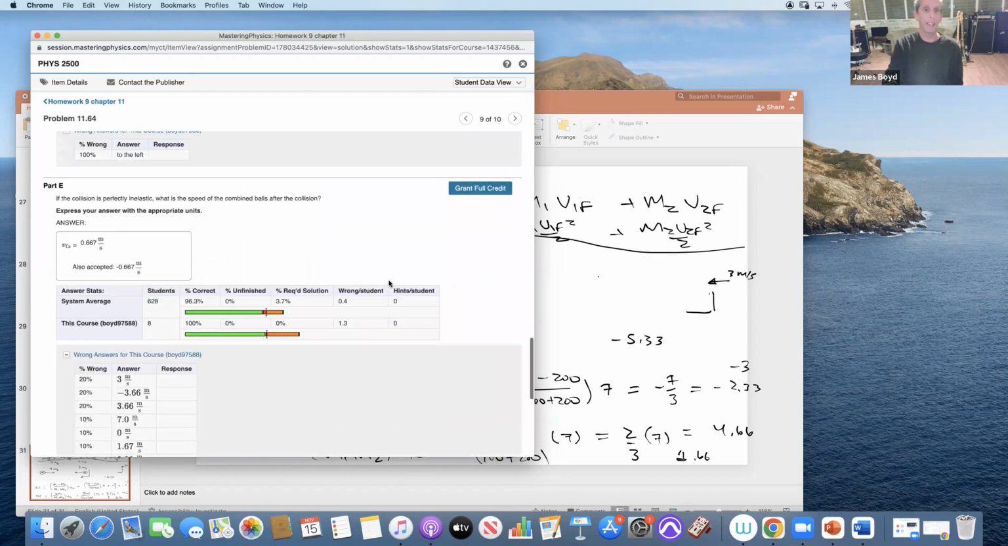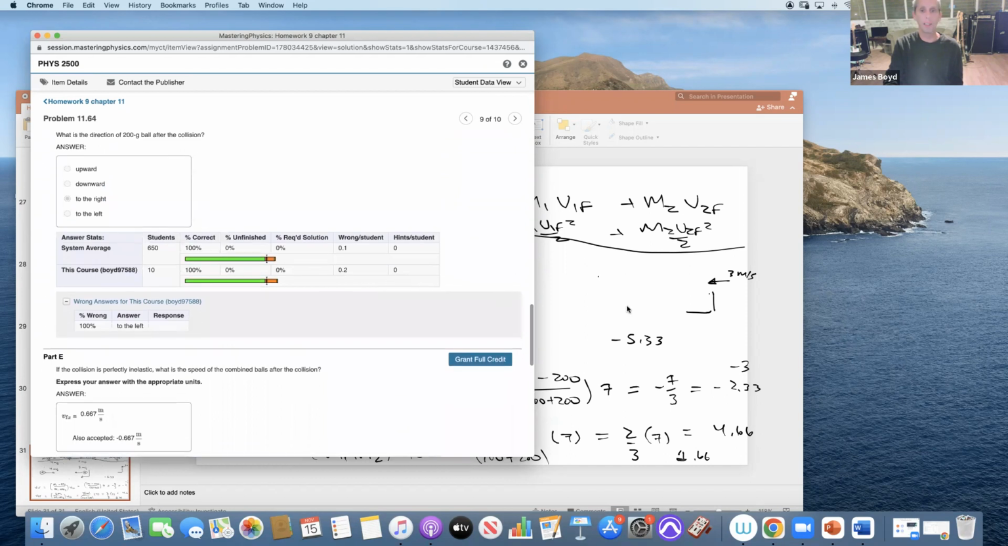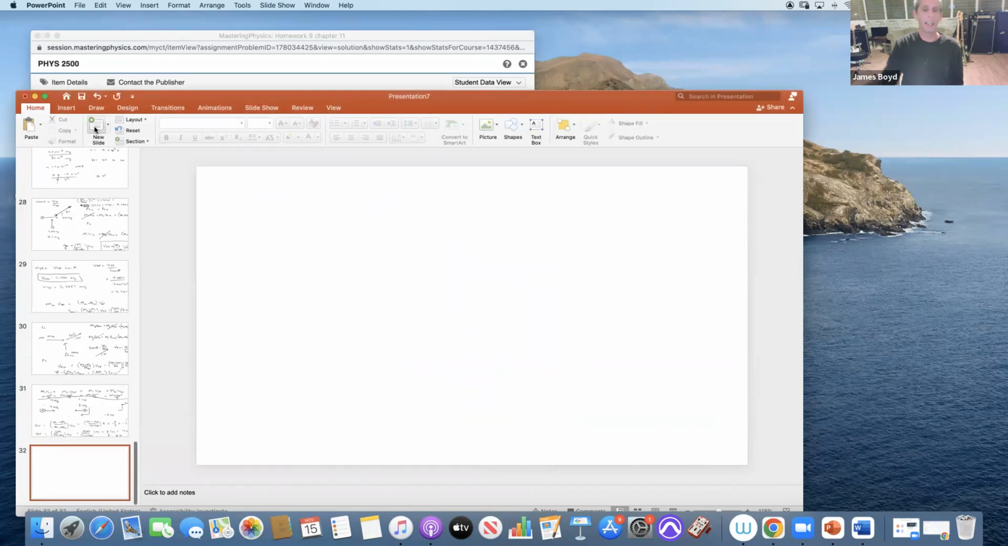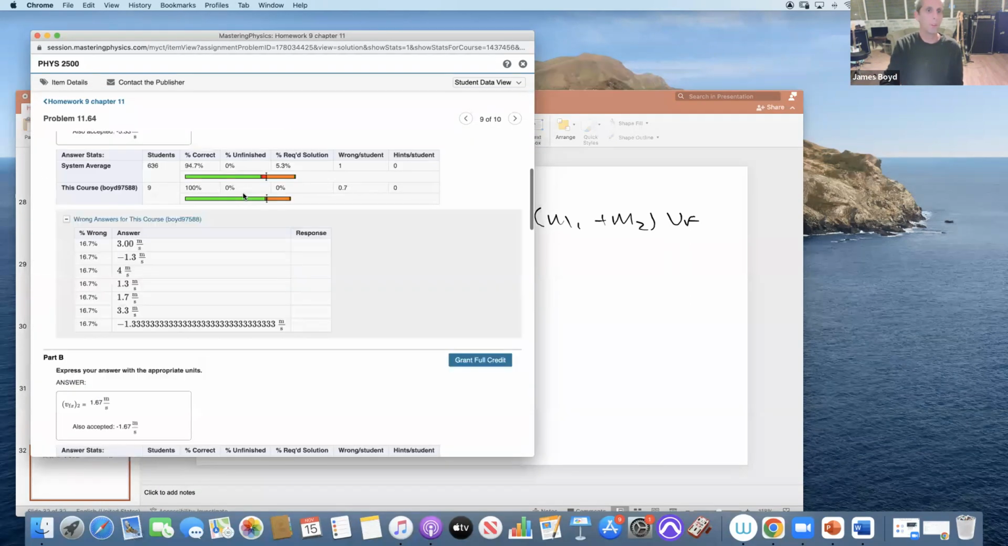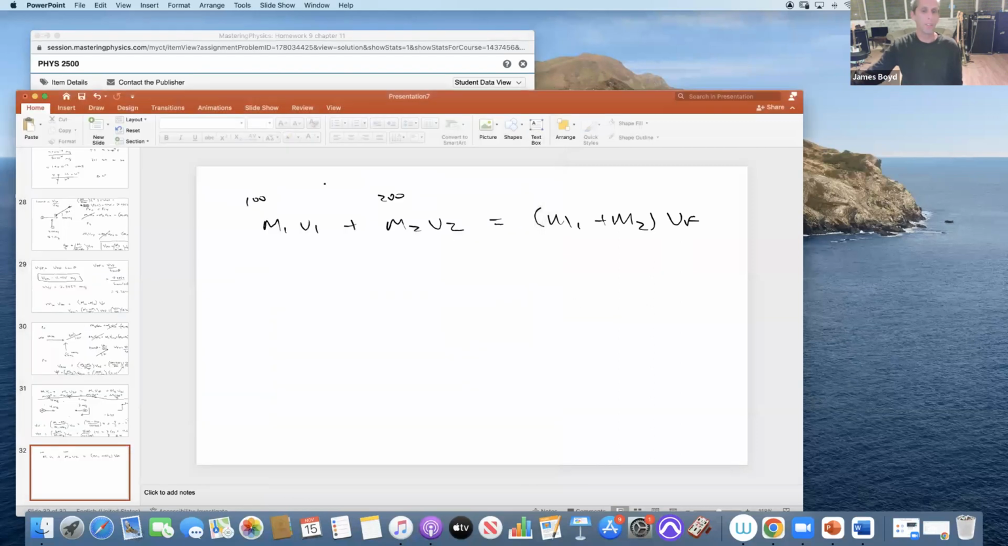If the collision was inelastic, what is the speed of the combined balls afterwards? The nice thing is, inelastic, we don't have to worry about that. M1 V1 plus M2 V2 is M1 plus M2 times V final. This was 100, this was 200. 3 to the left and 4 to the right, 4 and -3. So I get 400 minus 600 is equal to 300 times V final. So -200 over 300 is V final.